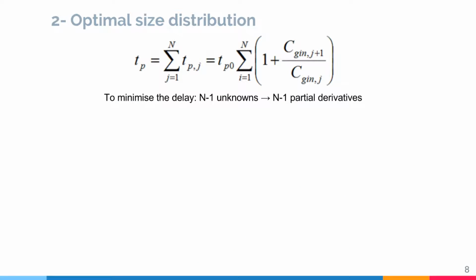We have this expression from the previous slide. In this case, we have n-1 unknowns, from Cg in 2 to Cg in n.